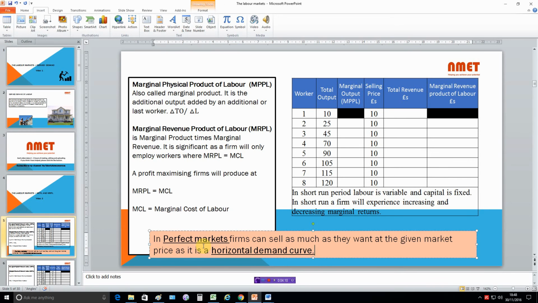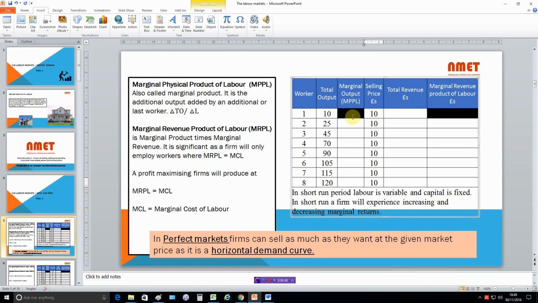However, I'm looking at perfect markets. Now, in perfect markets, what sort of demand curve does a firm have? It has a horizontal demand curve. What does that mean? At the given market price, it can sell as much output as it can produce. So price will never change. That is why I've got £10 as a market price, because whatever total output the firm is producing can be sold at that price.